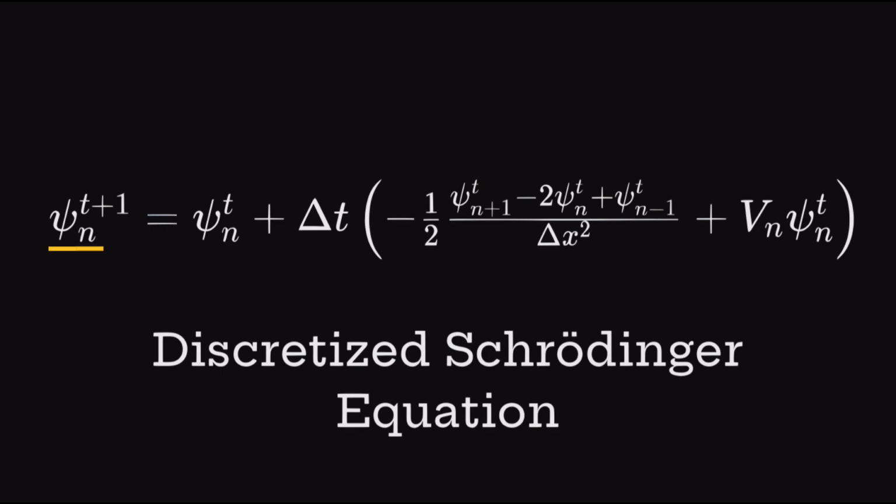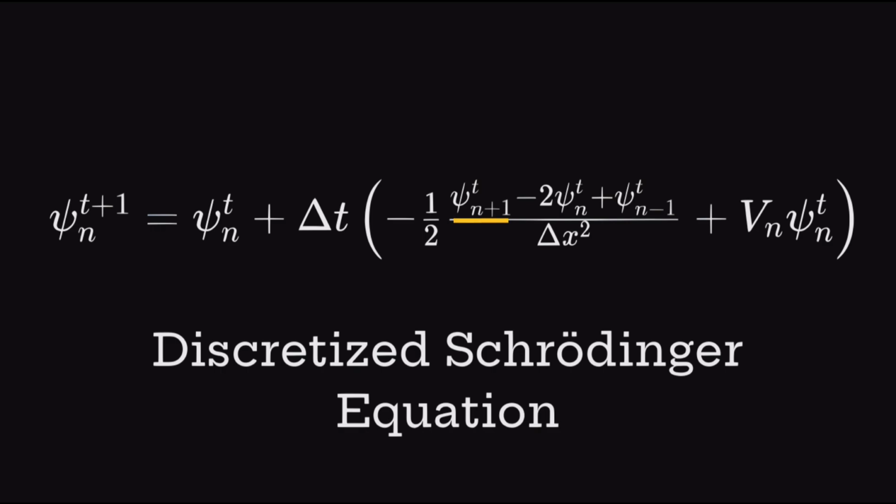Psi n at t plus 1 represents the wave function at position n and the next time step t plus 1. The goal of this formula is to calculate the new value of the wave function based on its current value and how it changes over time. Psi n at t is the wave function at the current time step. Delta t is the small time step size, which determines how far we move forward in time for each calculation.